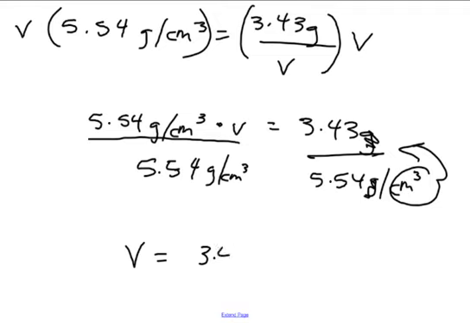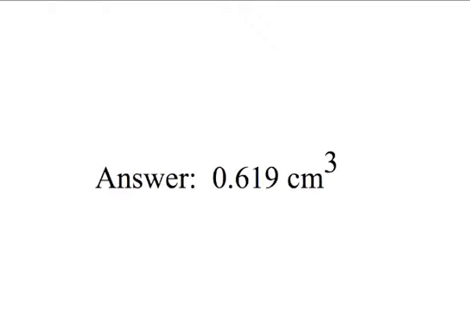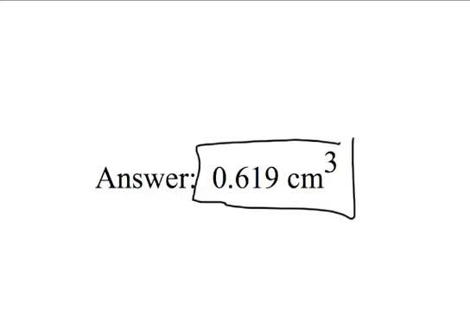Okay, so V is going to be 3.43 divided by 5.54 centimeters cubed. And when we plug that into our calculator, we get 0.619 centimeters cubed. This is our final answer, so we're going to put it in a box. So this was problem number 1. We're going to move on now to problem number 2.